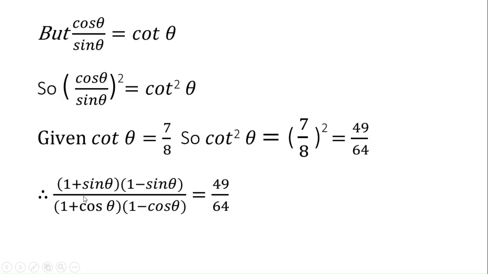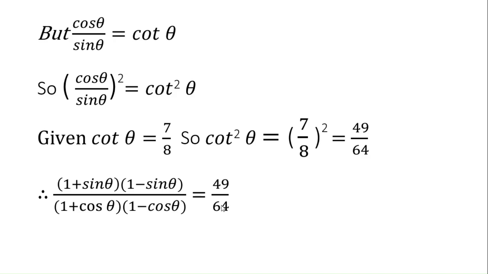So the final simplification of the given thing, (1 plus sin theta)(1 minus sin theta) by (1 plus cos theta)(1 minus cos theta), is nothing but 49 by 64. Okay, first one is done. I hope you understand.